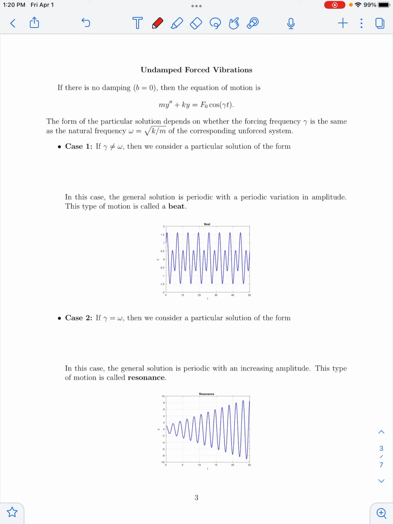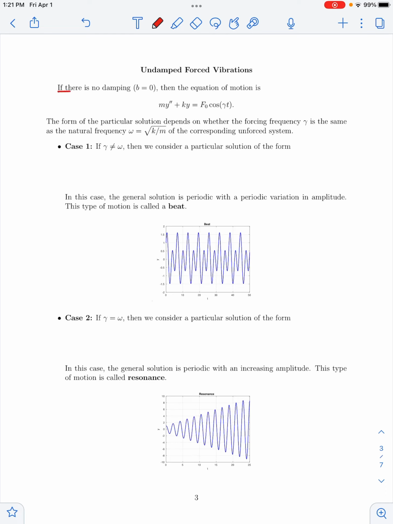Okay, in this lecture, we're going to continue with our section 3.8 material on forced vibrations, or modeling the motion of a mass spring system with some periodic external forcing function. So in the previous lecture, we had considered a mass spring system with an external forcing function of some frequency gamma. And we were asking the question, what happens if there is no damping present? So in this lecture, we will consider this case of undamped forced vibrations.